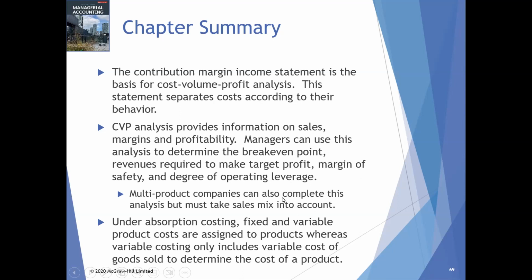A multi-product company can also complete this analysis, but must take sales mix into account. Under absorption costing, the fixed and variable product costs are assigned to the product, whereas variable costing only includes the variable cost of goods sold to determine the cost of the product. So this was all about CVP, cost-volume-profit analysis, that we have done.